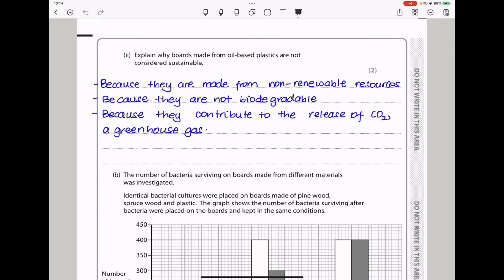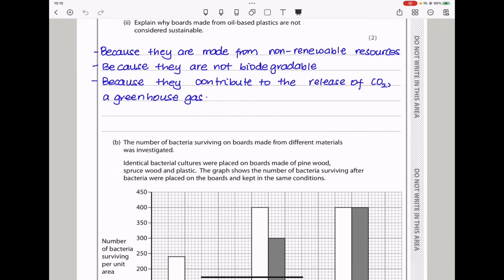Explain why boards made from oil-based plastics are not considered sustainable. To be sustainable, it means they're renewable, but in this case, those made from plastics are made from non-renewable resources. They are not biodegradable, so their waste is going to accumulate, and also because they contribute to the release of carbon dioxide, which is a greenhouse gas.